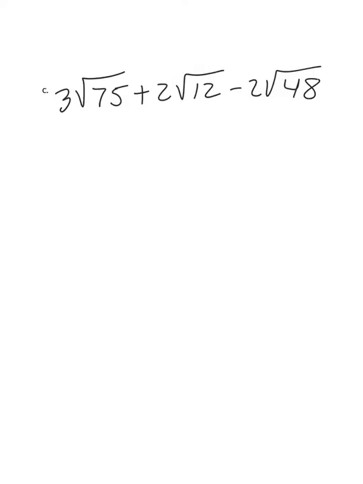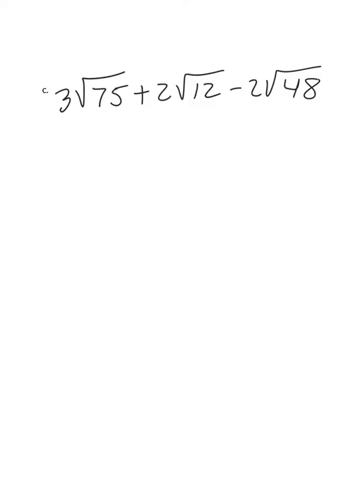I know these ones are a little bit trickier until you get the hang of it, so I'd like to try one more. Here's part C. We got 3 square root of 75 plus 2 square root of 12 minus 2 square root of 48. I know, I wish we could just type it into the calculator and hit enter, but that would give us a rounded decimal, and we don't want that. We want the exact answers in math.